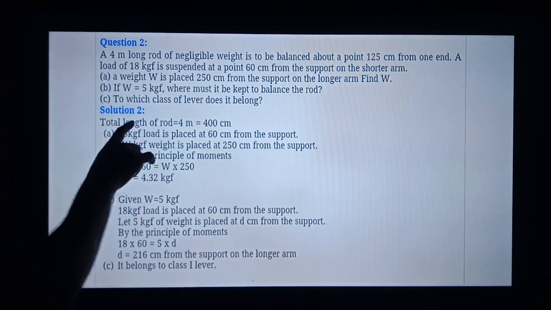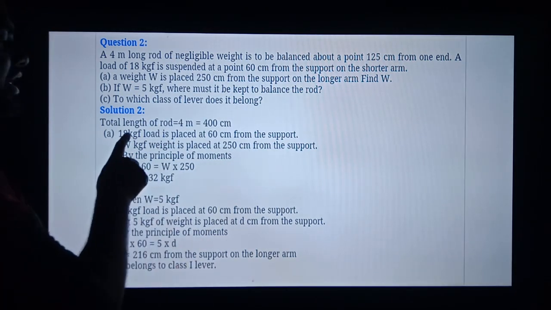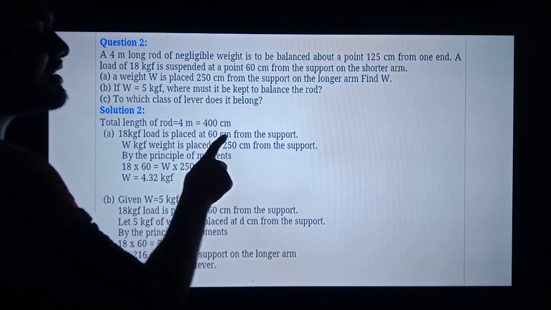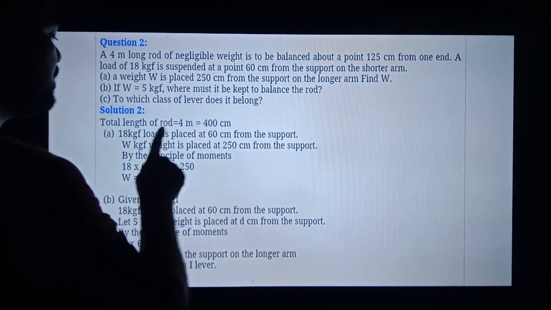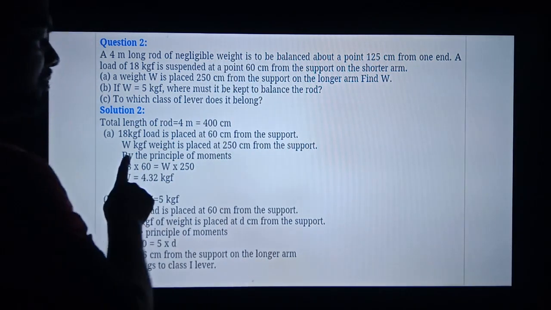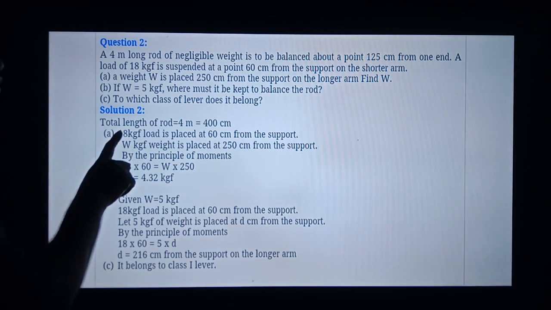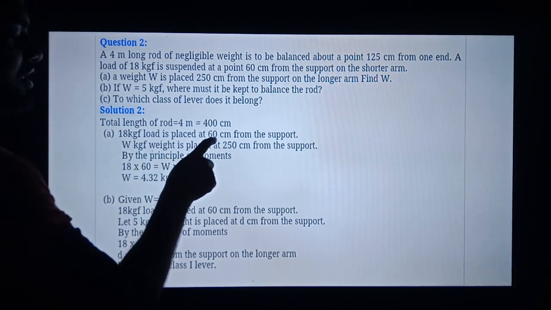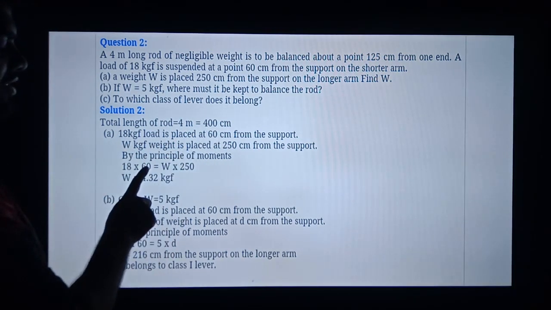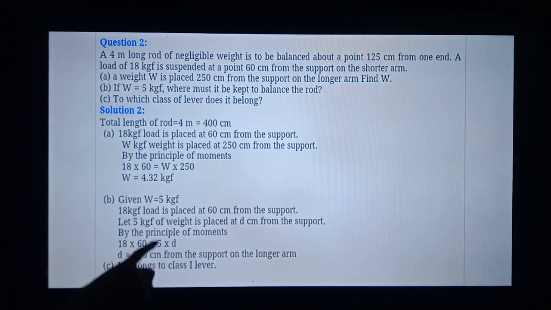So number 1, the total length of the rod is 4 meter, means 400 centimeter. The 18 kgf load is placed at 60 centimeter from the support. The W kgf weight is placed at 250 centimeter from the support. By the principle of moments, load into load arm is equal to effort into effort arm. So the load is 18 and the load arm is 60. So 18 into 60 is equal to W into 250. So the value of W will be 4.32 kgf.